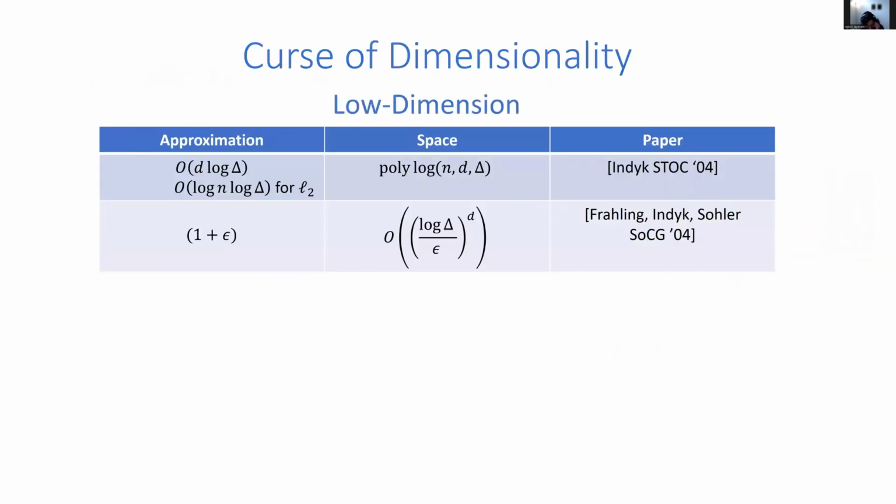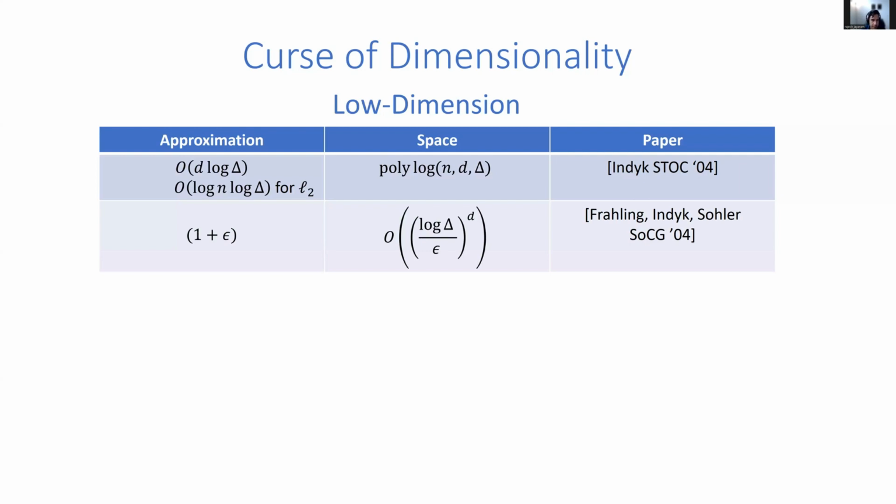Okay, so what was known for this problem? Well, there was a sort of discrepancy with the kinds of bounds that one can get in low dimensional versus high dimensional space. I'll explain what I mean by that in a moment. The original paper of Erik in STOC '04 demonstrated that one can get a d times log Delta approximation to this problem, where d is the dimension, and very small space, polylogarithmic in n, d, and Delta. In particular for L2, where we have dimensionality reduction, I can always reduce the dimension to at most log n. So I can think of this as being a log n times log Delta approximation. This is a very good space algorithm, but it uses an approximation which depends on d in general.